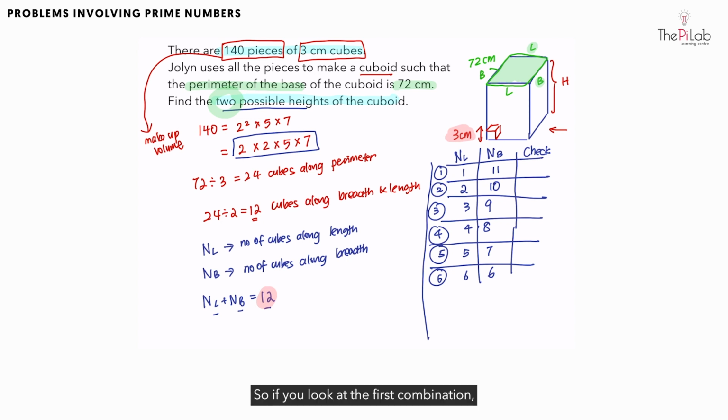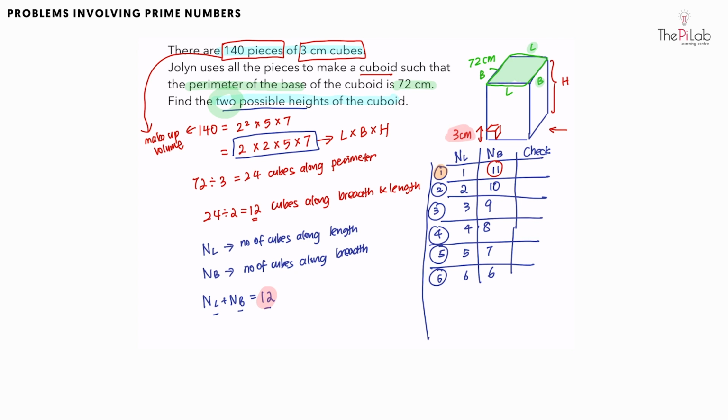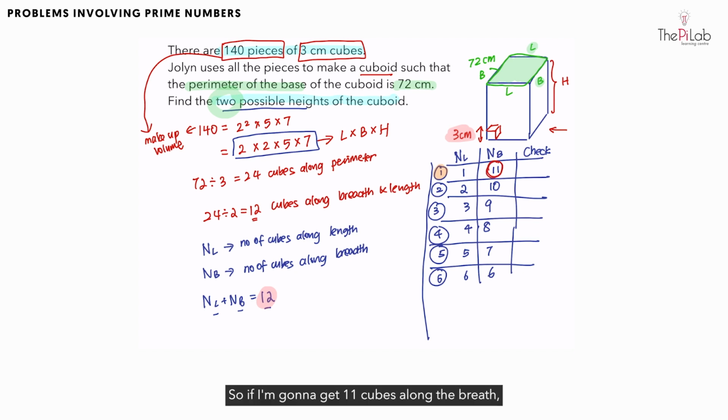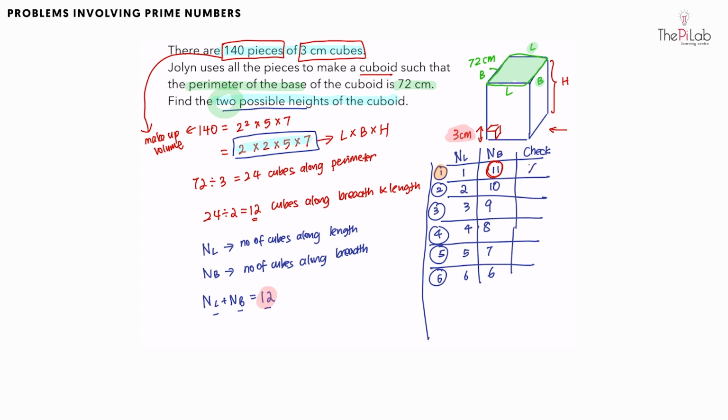So if we look at the first combination number 1, do you think it's possible to have 11 cubes along the breadth? Okay, remember, your 140 actually makes up the volume. So 140 here, or your 2 times 2 times 5 times 7, is actually your length times breadth times height. So if I'm going to get 11 cubes along the breadth, I have to check my factors of 140. Do you think it's possible to get 11 cubes? The answer is no.